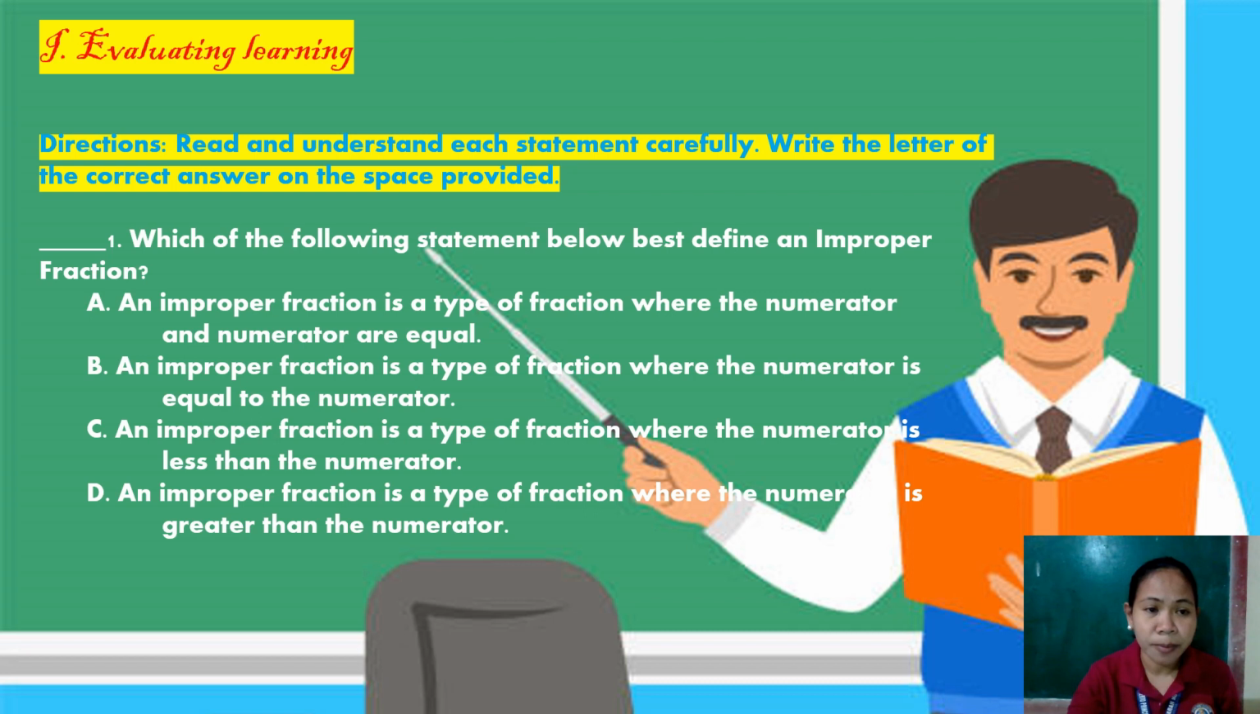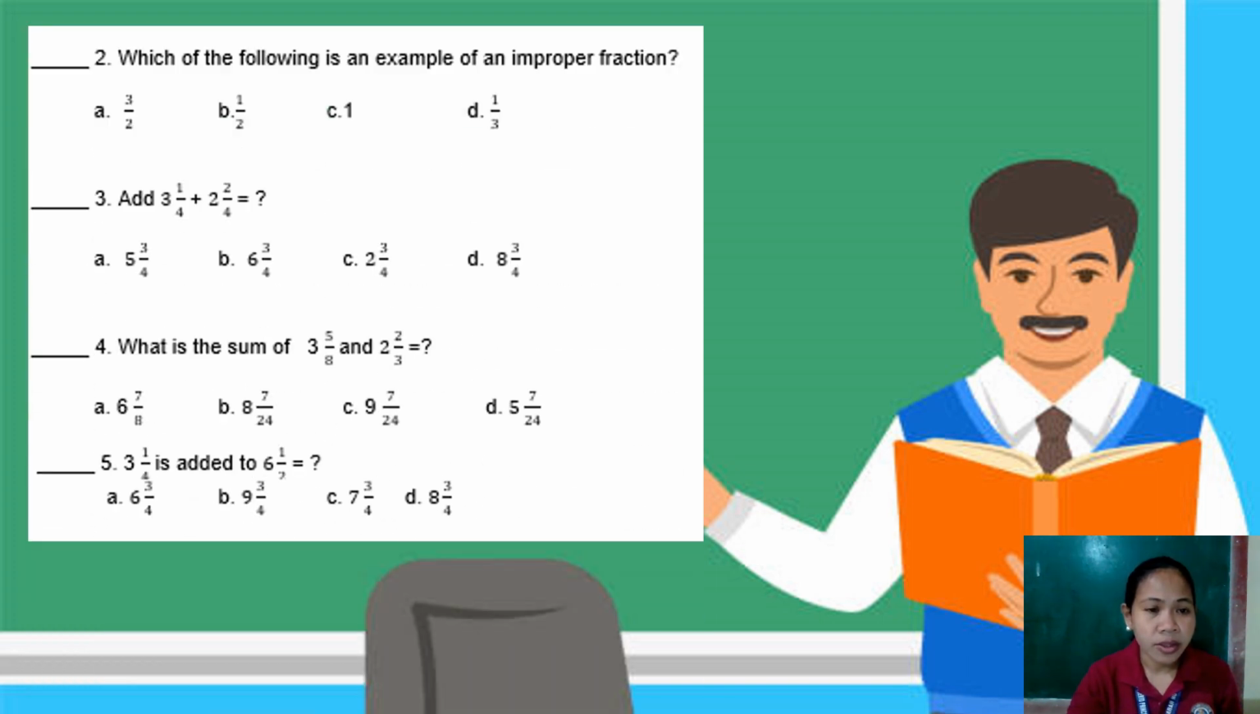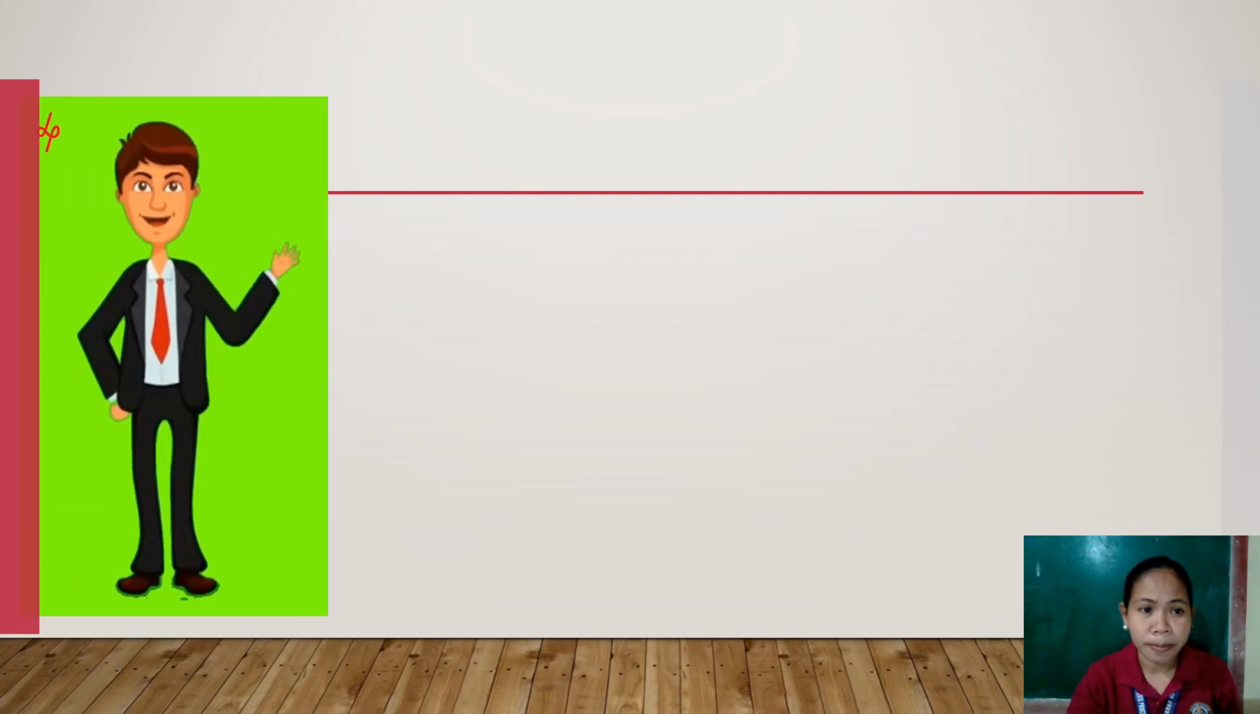These are the examples of evaluating learning that we have come up with. The first one, and then 2, 3, 4, and 5. So these are our evaluating assessments that we came up with.